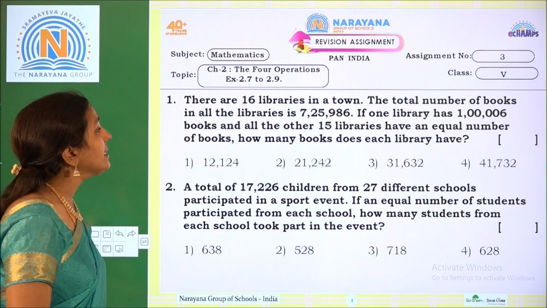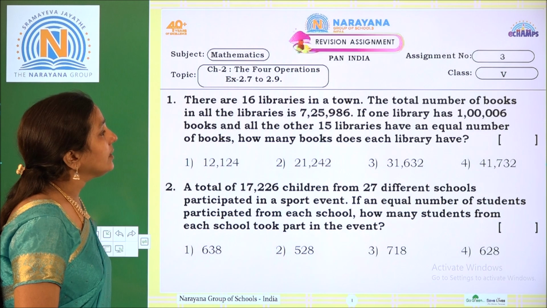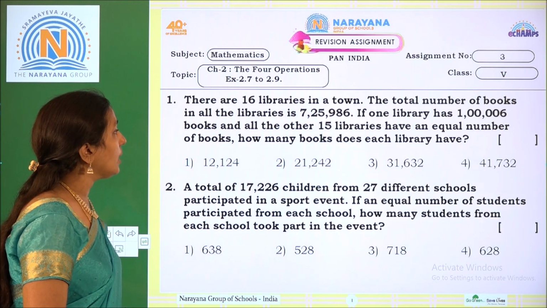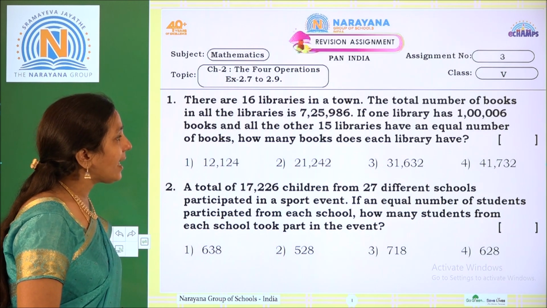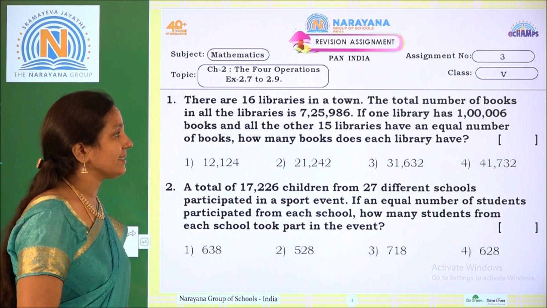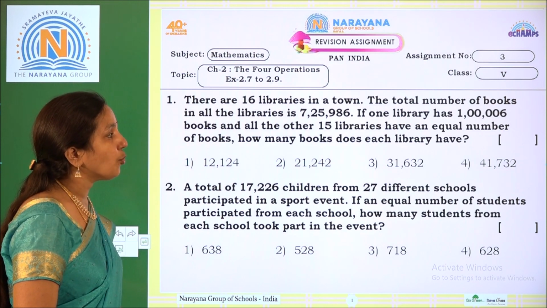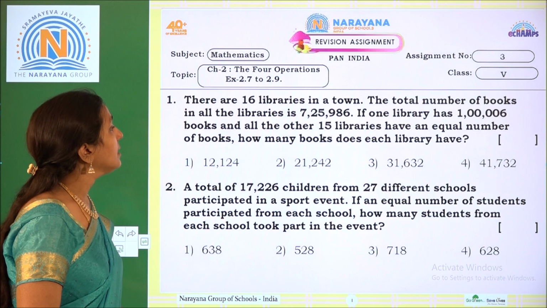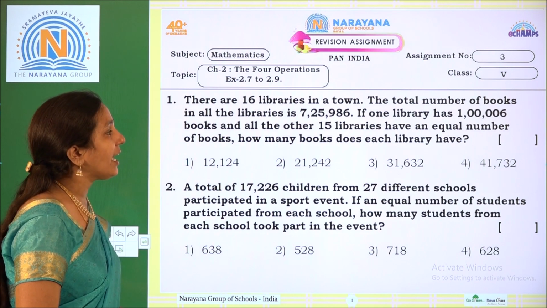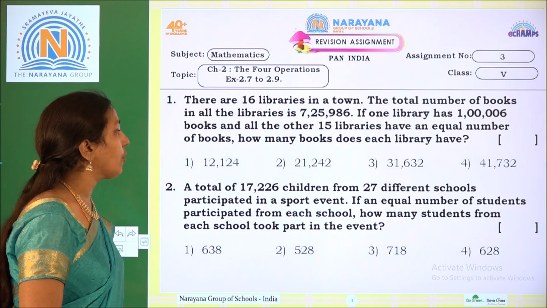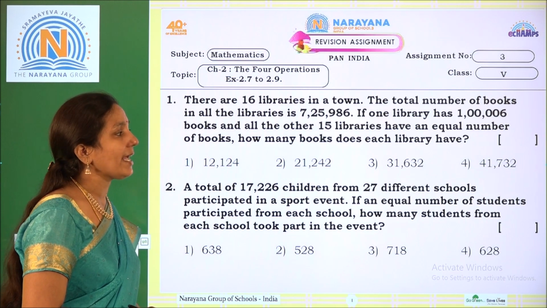There are 16 libraries in a town. The total number of books in all the libraries is 7,25,986. If one library has 1,06,000 books and all the other 15 libraries have an equal number of books, how many books does each library have?